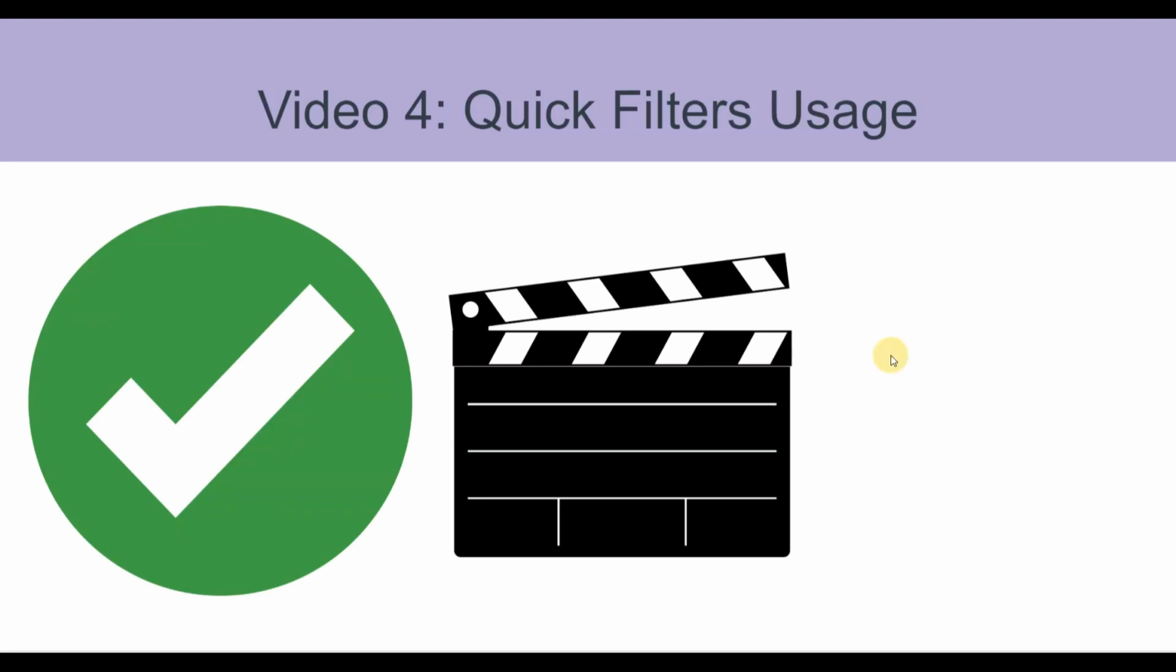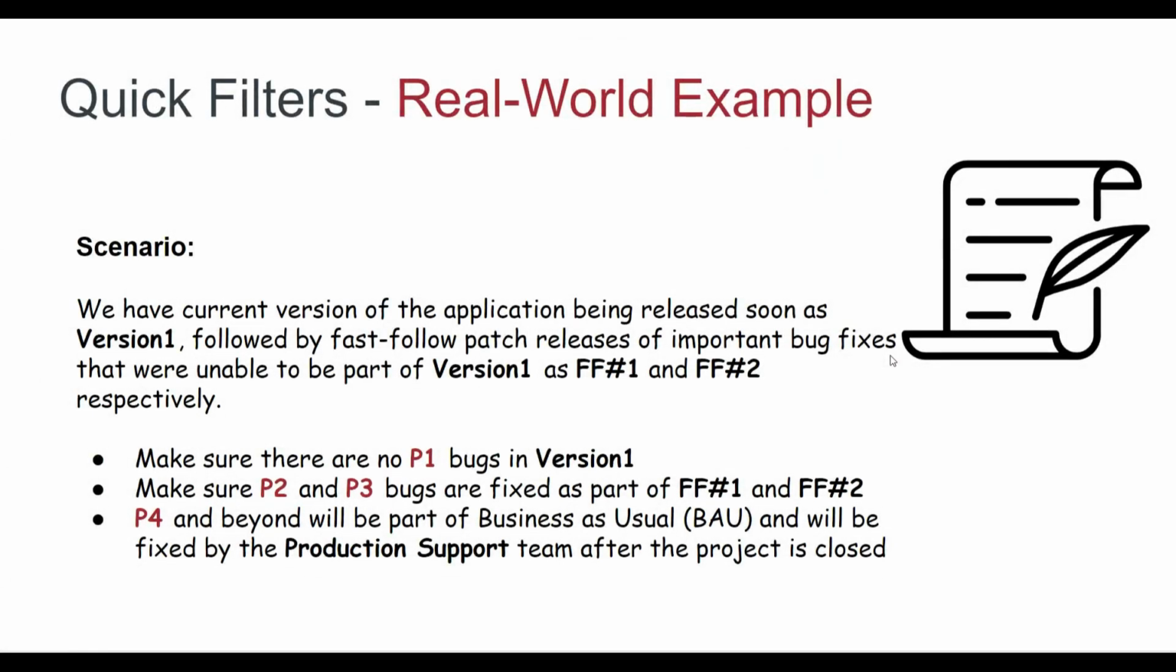Quick filters, using a real world example. So here's the situation. You are working as a Scrum Master, and you have a Scrum team that is working on releasing version 1 of the product. Once that version 1 is released into production, you want a fast fix 1 following the version 1 deployment to fix all those bugs which were not part of version 1, and whatever you couldn't fix in fast fix 1, you want fixed in fast fix 2.